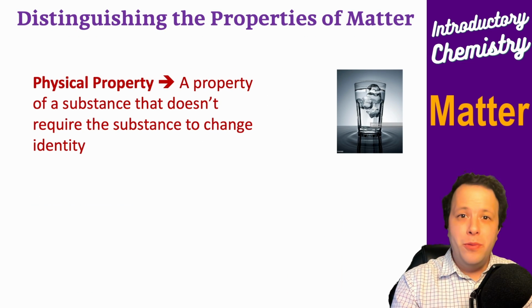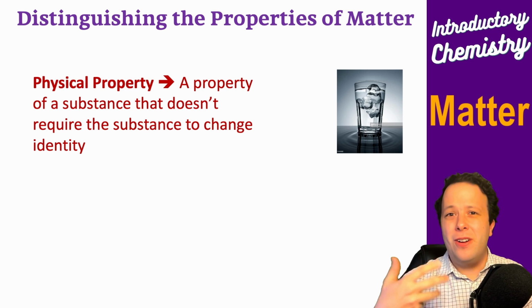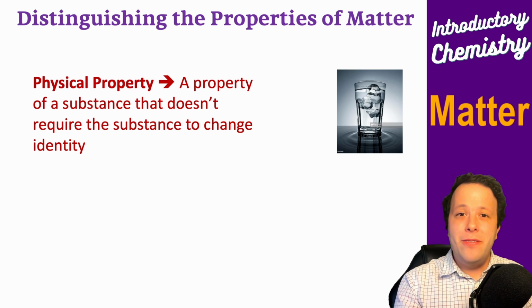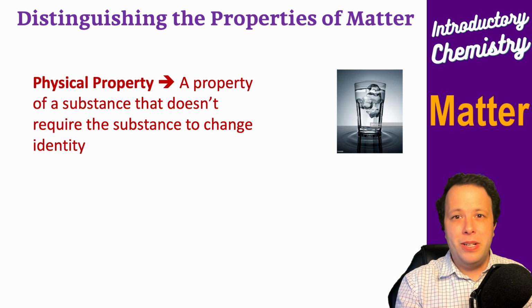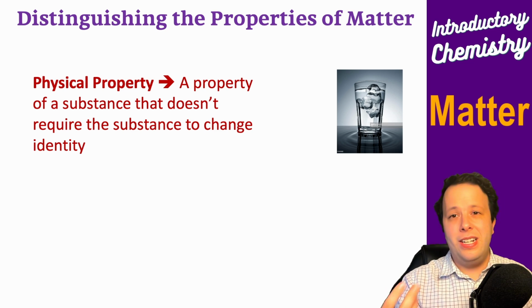Okay, so going forward, to distinguish between all the different pieces of matter and all their properties, we have physical and chemical properties. So these have been mentioned in previous videos, but just to quickly go over them, a physical property does not require the substance to change its identity.